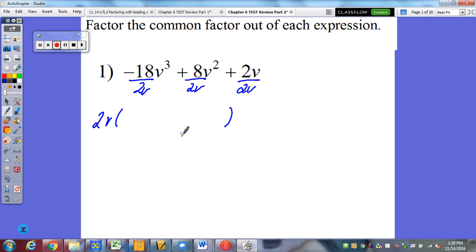And we see what we have left. Well, negative 18 divided by 2 is negative 9. V to the third divided by v is just v squared. Now we have 8 divided by 2, which is 4. V squared divided by v is just v. And then last, the same thing divided by the same thing just gives me 1. Let's do that again.